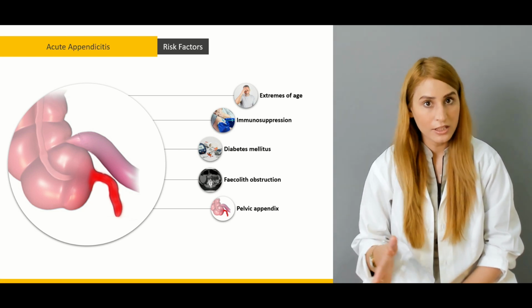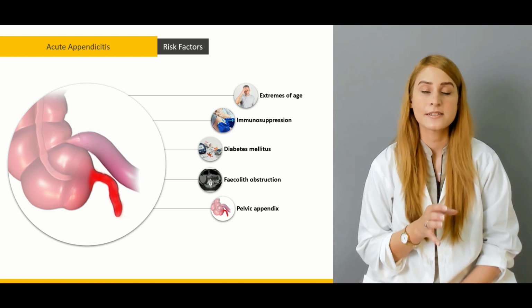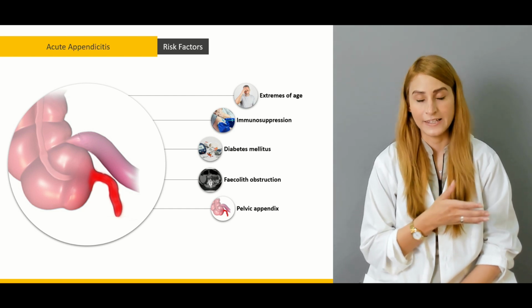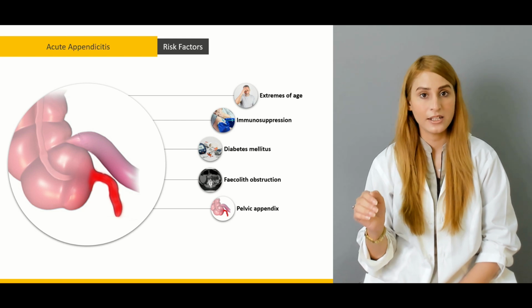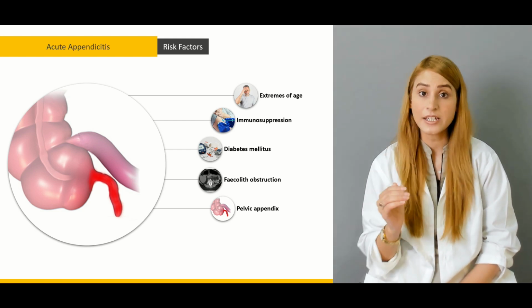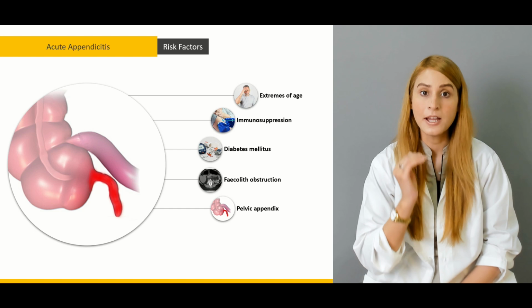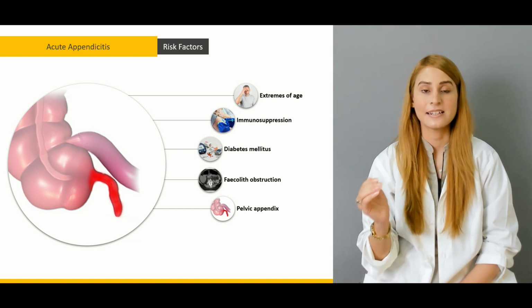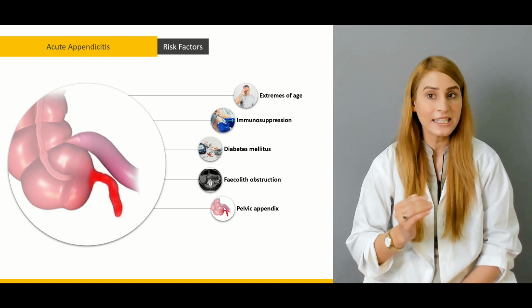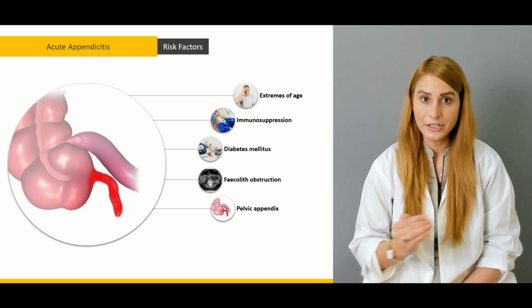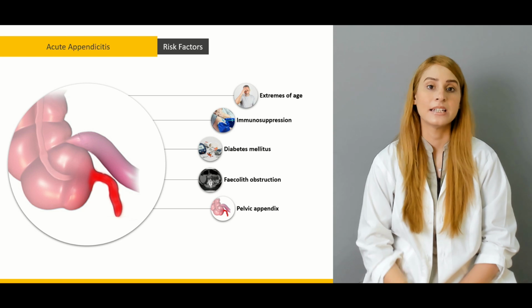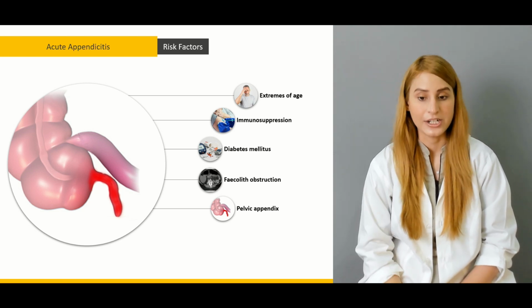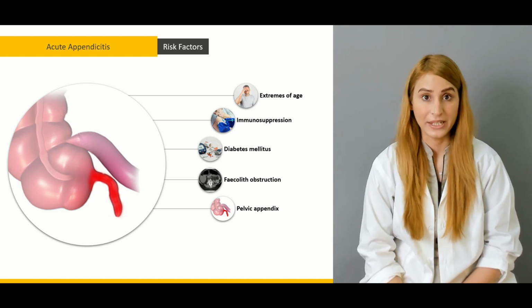And faecolith obstruction. I have already discussed the faecolith obstruction in the previous slides. By that we mean that the faecolith comes into the lumen of the appendix and blocks the luminal portion of the appendix, and ultimately it leads to bacterial infection and more mucus secretion, and ultimately leads to gangrene and then perforation.